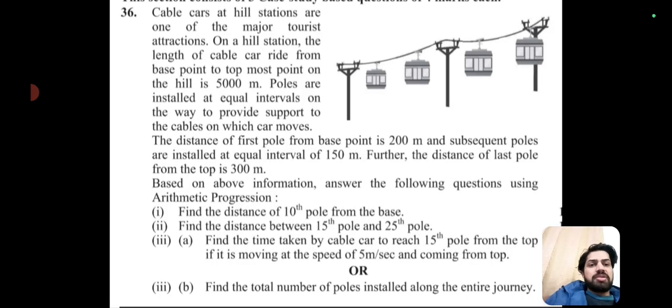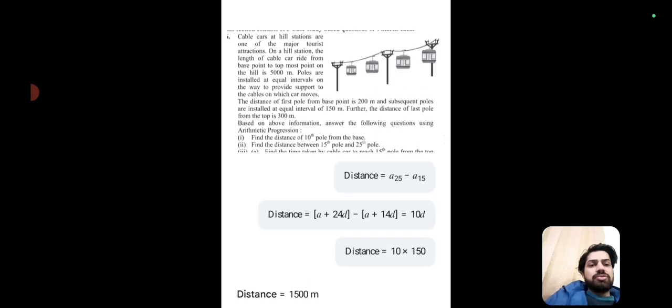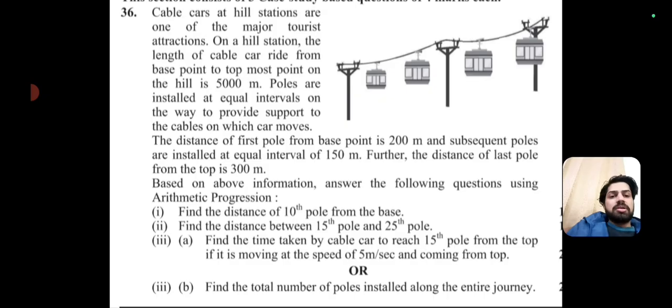In the second part, we have to find the distance between the 15th pole and the 25th pole. Just find A25 and then find A15 and subtract both. You will get the final answer. Look at this. You can use the formula for A25, A plus 24D, and then you can find A15, A plus 14D, and then if you subtract with each other, you will get 10D, and the distance will come out to be 1500 meters.